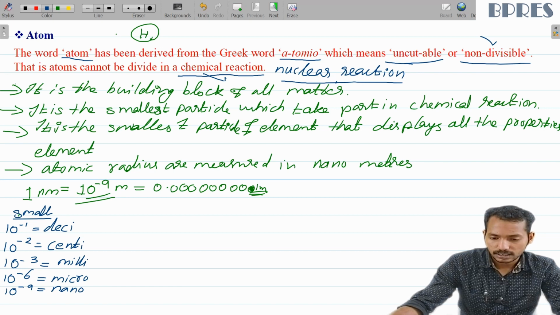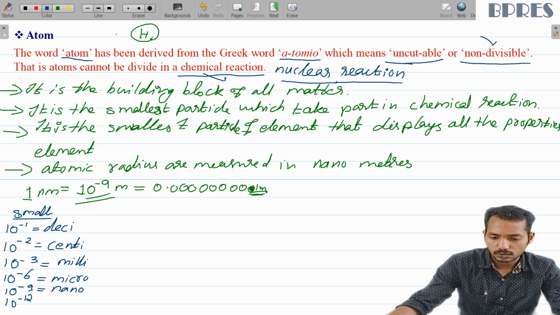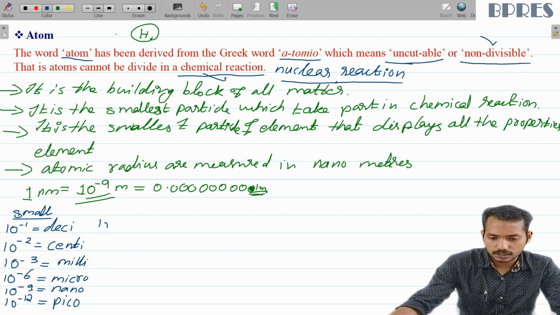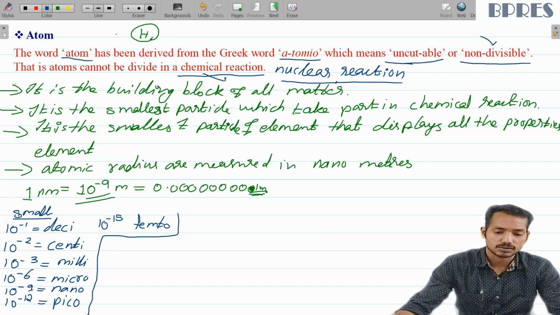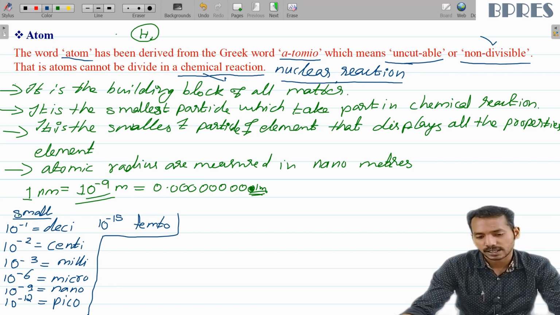That we said already. 10 raised to minus 12 is actually pico. One more we can say, 10 raised to minus 15, that is femto. These are the prefixes we are using to represent small quantities. Because 10 raised to minus 2 is centi, that means 10 raised to minus 2 meter is equal to 1 centimeter. 10 raised to minus 3 meter is equal to 1 millimeter. So in any quantity we can use these prefixes.